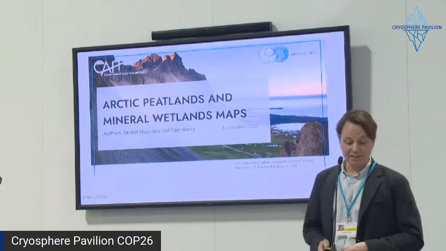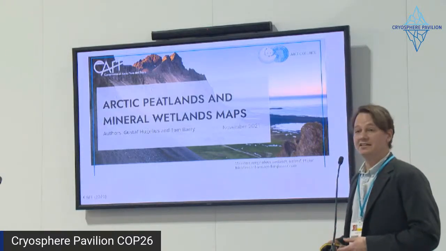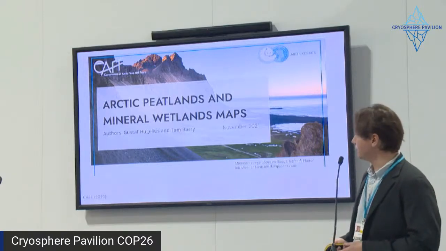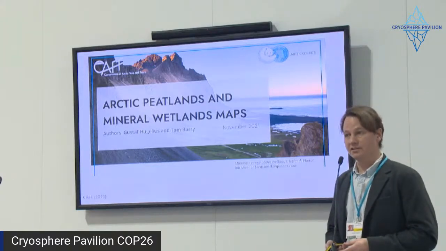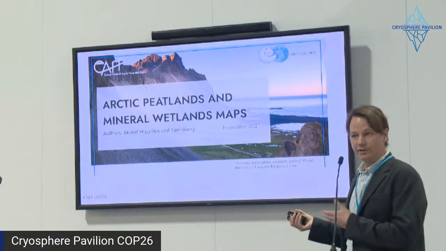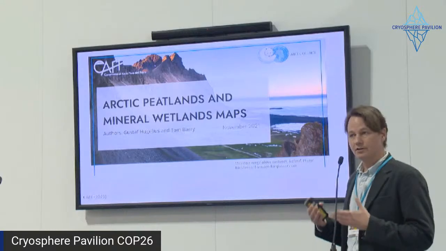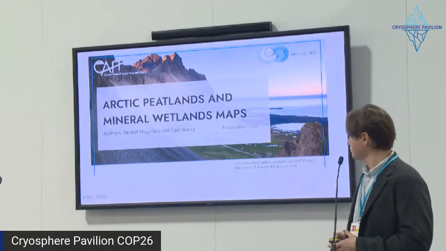And this segues into a newer map product that came out, I think, last week or something. This is something that we published with the Arctic Council, the Working Group on Conservation of Arctic Flora and Fauna, which has a lot of projects focusing on Arctic wetlands and peatlands. These maps build on the ones I showed earlier, but they also map mineral wetlands. So we have both the peatlands and the mineral wetlands where there's no peat.